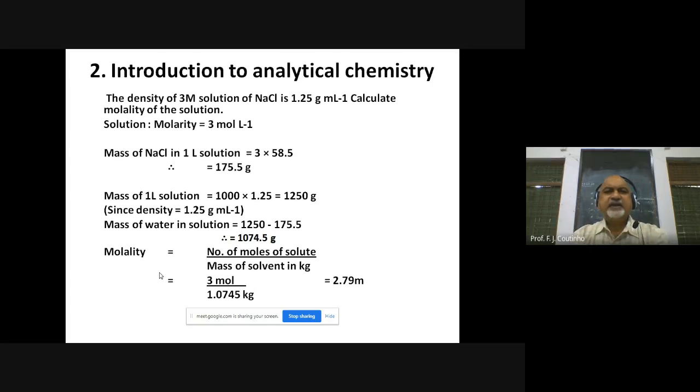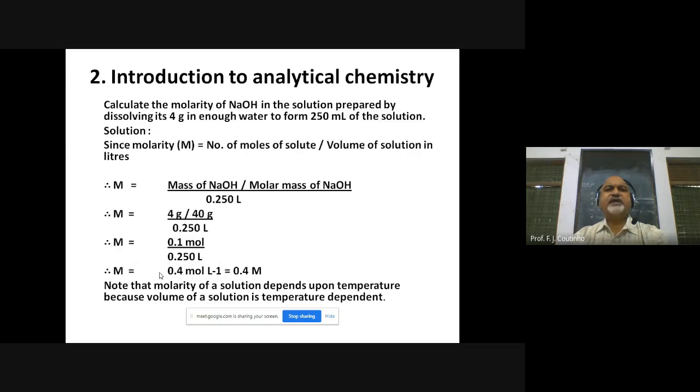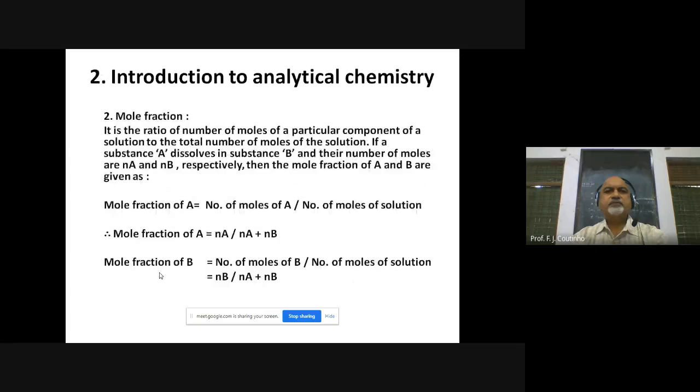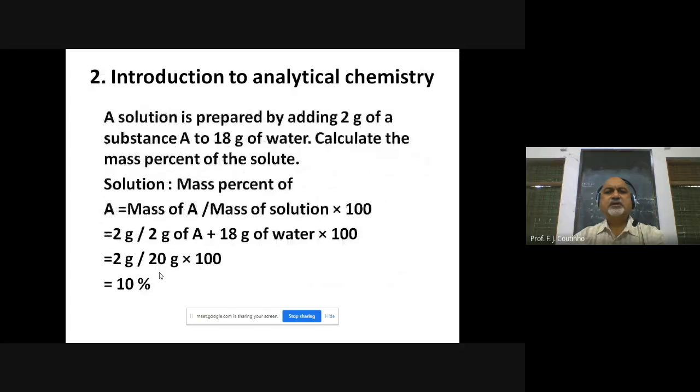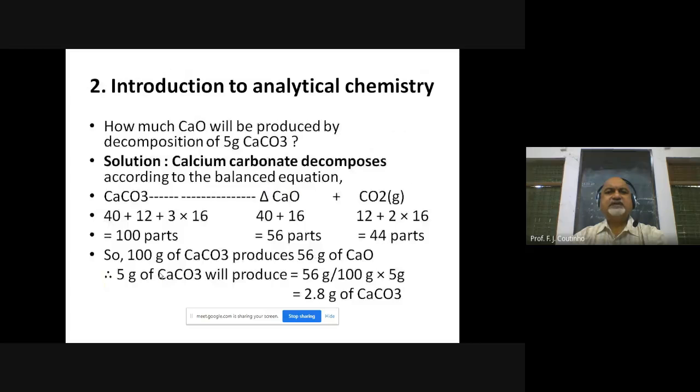So let us summarize what we have studied up till now, at a glance of the chapter.